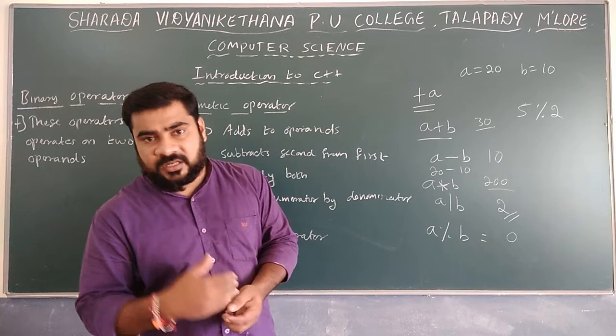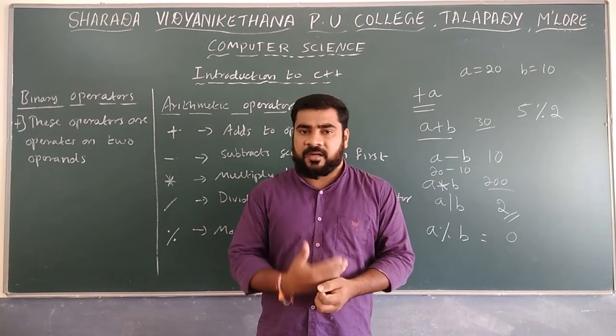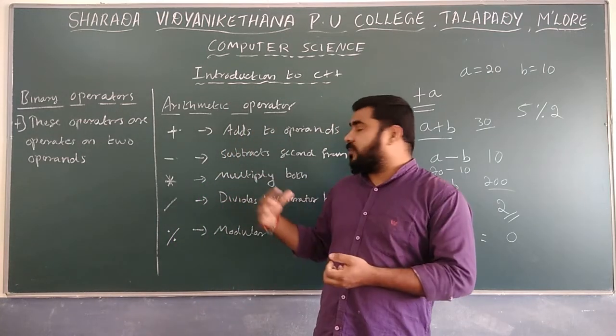Whenever you perform a division operation, you will get the quotient and remainder. Then whenever you want to store the remainder, we use the modular operation. These are the different types of arithmetic operators.